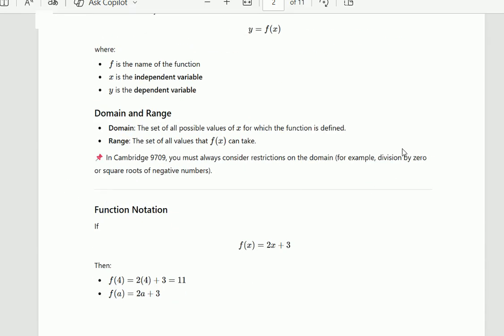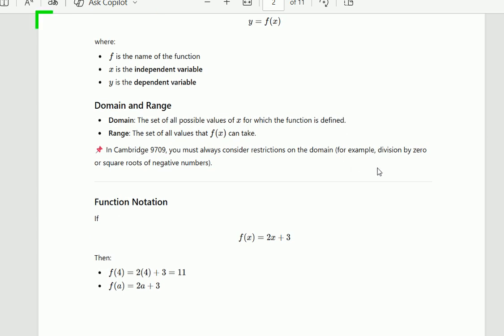the set of all possible values of x is known as the domain of the function, and the set of all possible values of f of x is the range of the function. In Cambridge 9709, you must always consider the restrictions on the domain, for example division by 0. Like the denominator must not be equal to 0.